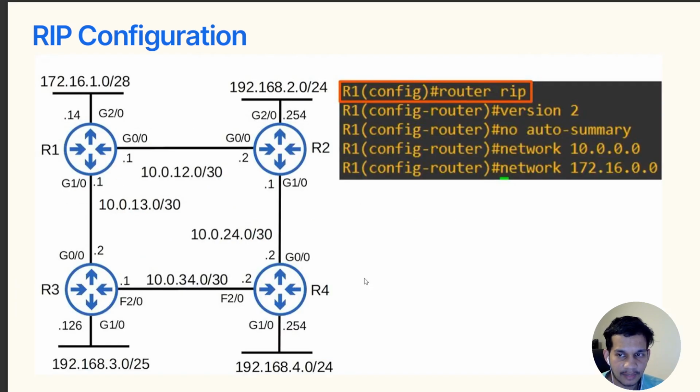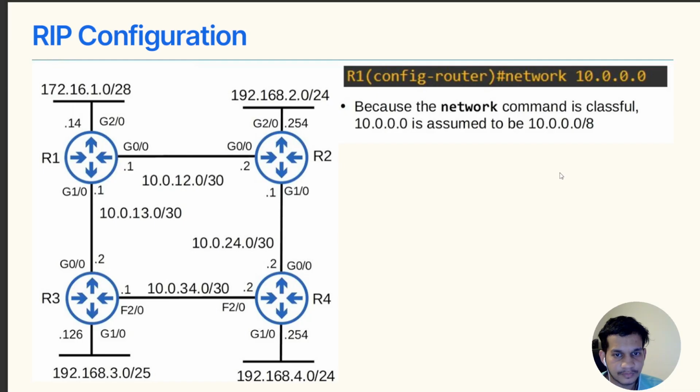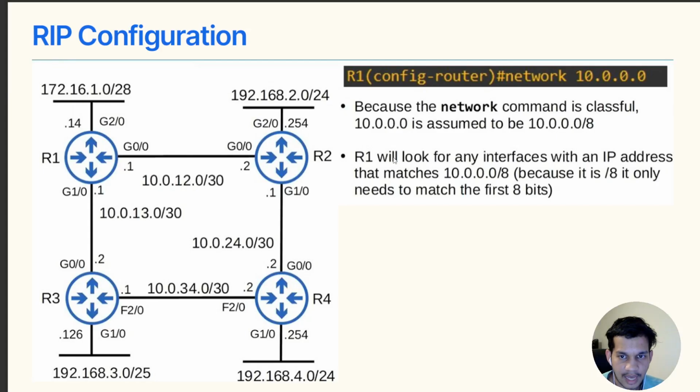So remember this command, network. Once you do network, because the network command is classful, 10.0.0.0 is assumed as 10.0.0.0/8. So R1 will look for any interfaces with an IP address that matches 10.0.0.0/8. That means the /8 means the first 8 bits, that is the first octet. Because it is /8, it only needs to match the first 8 bits.